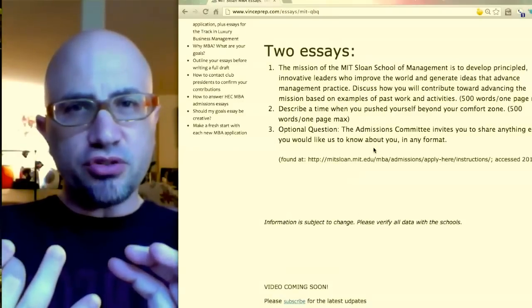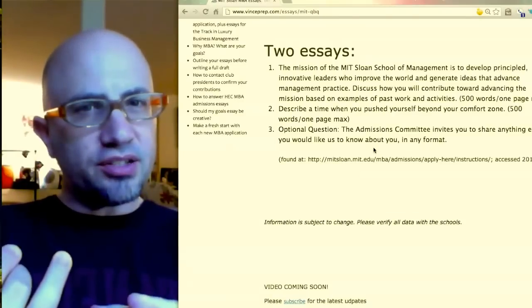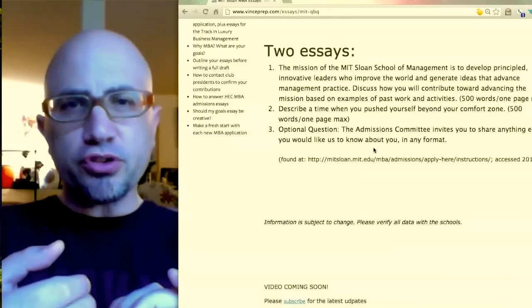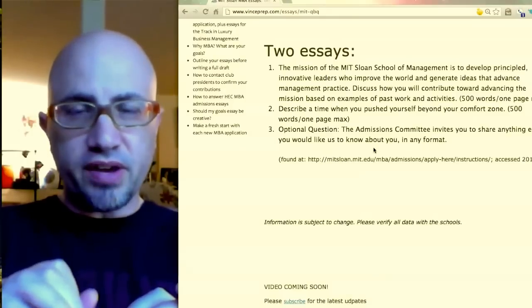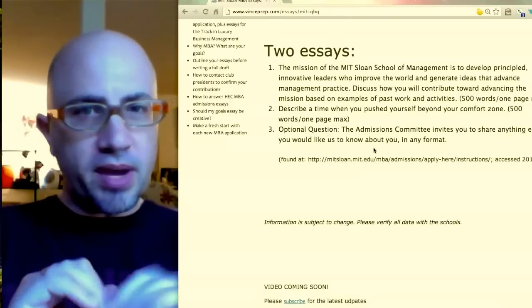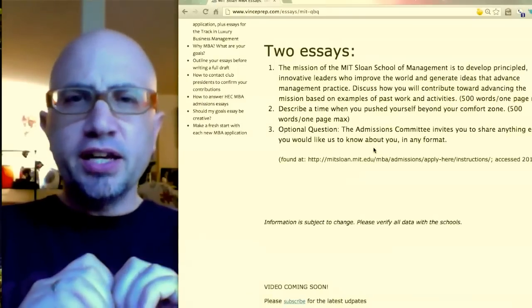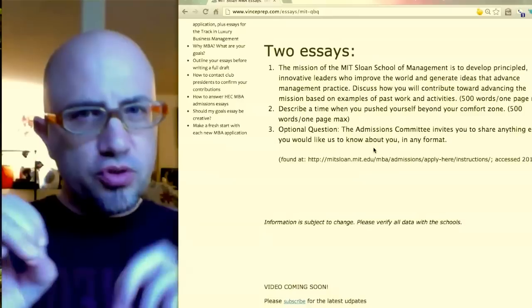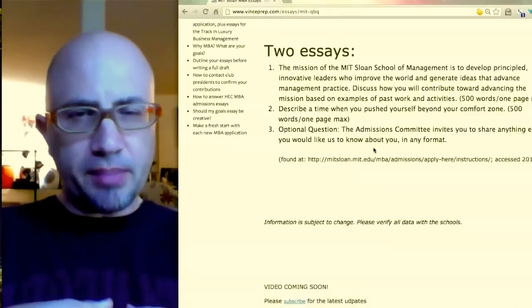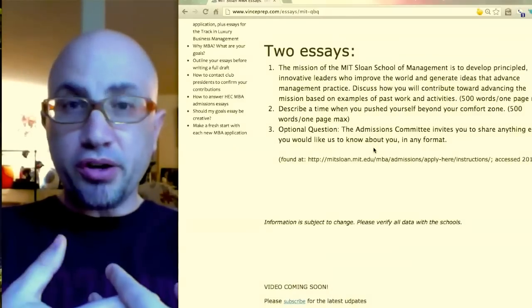Let's compare this essay to the Harvard essay, and let's compare it to the Stanford essay. Stanford first, which, by the way, is a very good first set of essays to write before MIT and certainly before Harvard. Stanford is saying what matters most to you and why, and then prove it with examples. The prove it with examples part is implied.